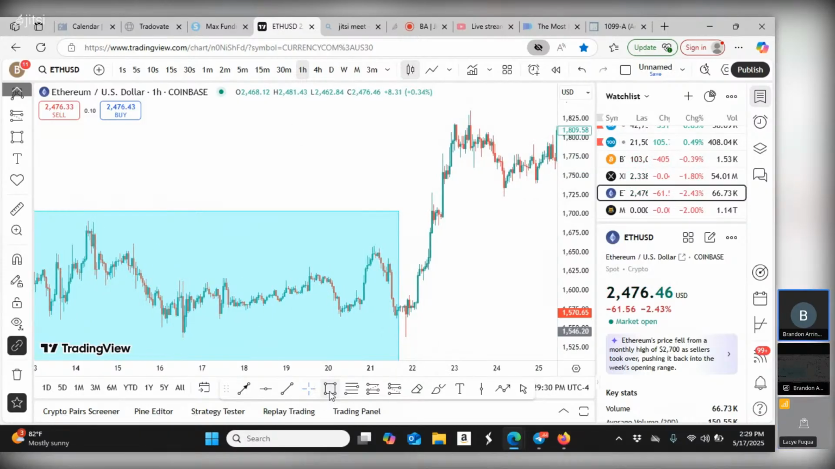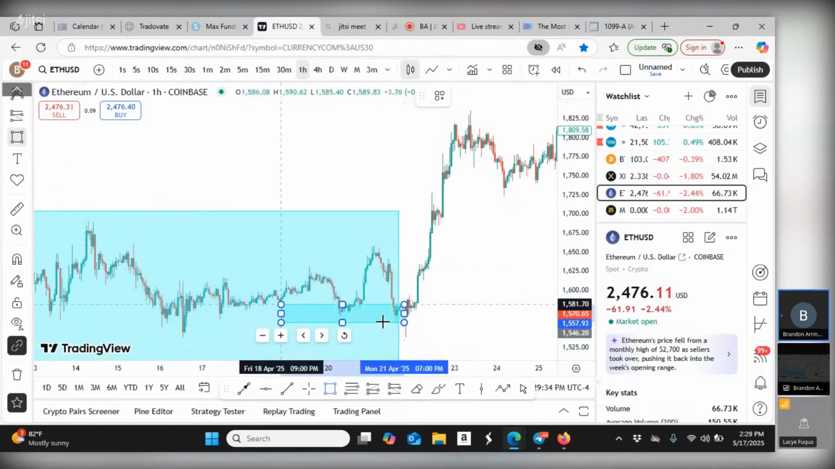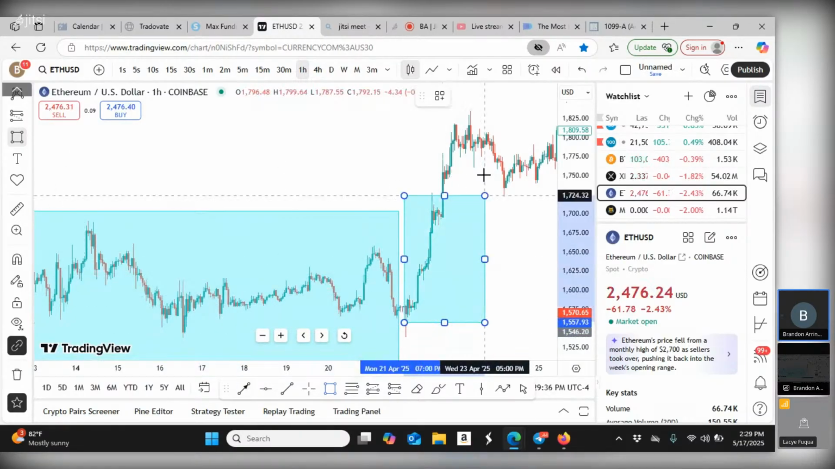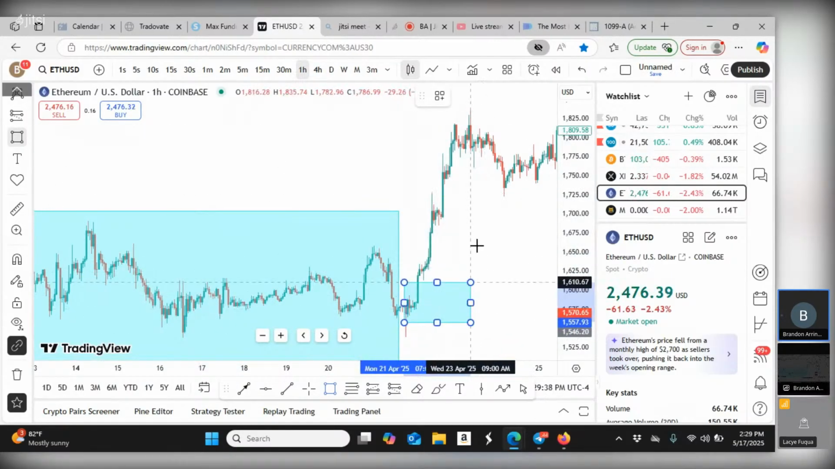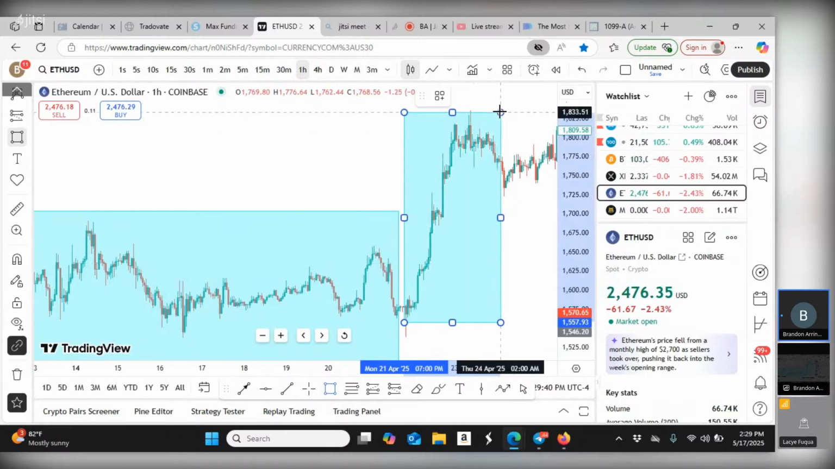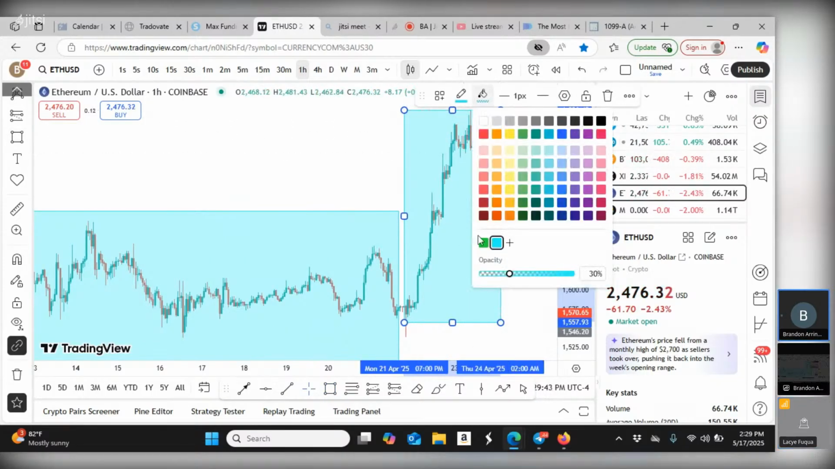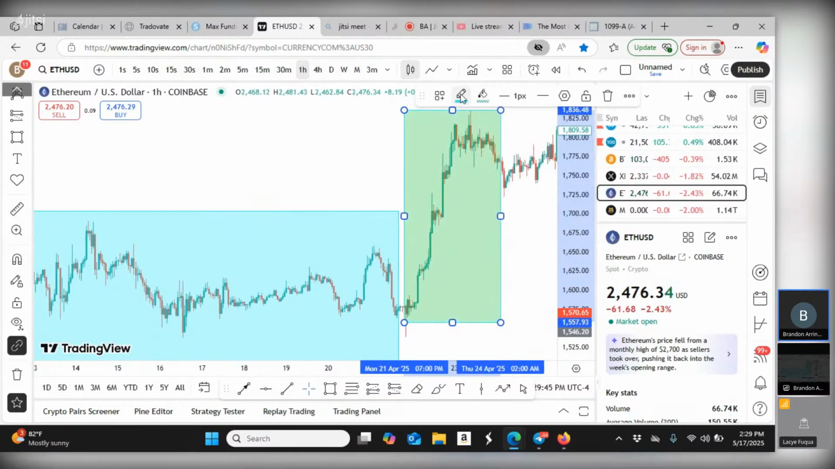So this what we trying to catch. We letting everybody get chopped up in the range. We trying to catch this because big money, they move price like that. So we trying to catch that expansion. That's why I be like, definitely you got to sit on your hands.